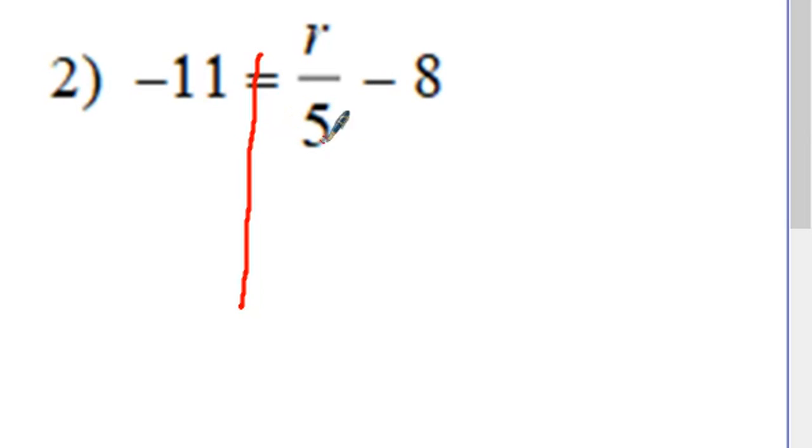What do we want to move first to get r by itself? Very similar to number 1, where the first thing we did was subtract. Over here, the first thing we're going to do is the opposite of minus 8. We're going to add 8 on both sides. When working on two-step equations, it's important to remember that in most cases, we want to add or subtract first and then multiply or divide second.